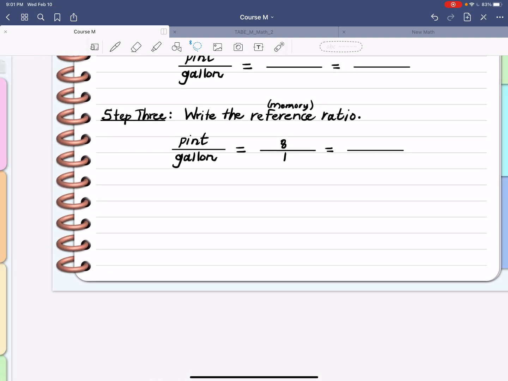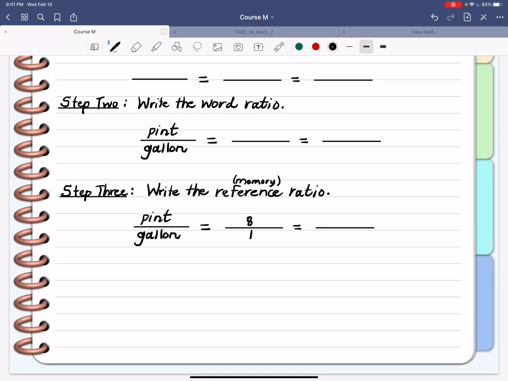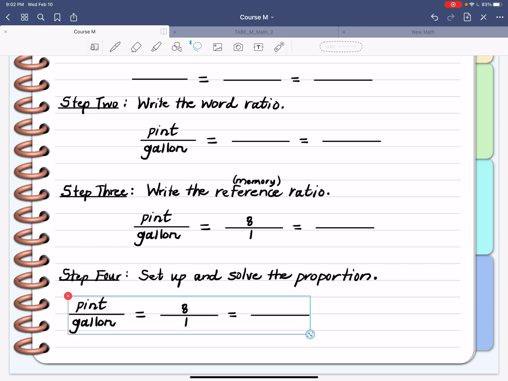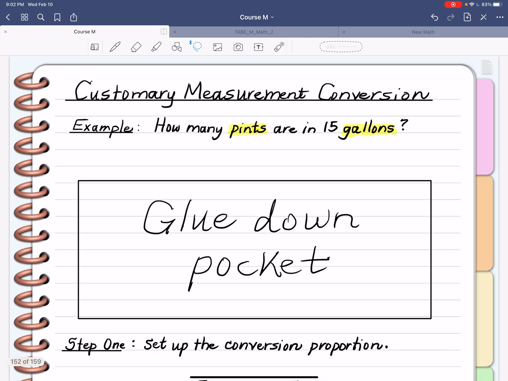And then that is going to be step 4. Set up and solve the proportion. That's the last step. So here we go. This time I'm going to put it right over here because I need some space. So we go back to our problem. Look back at the problem that we're solving.